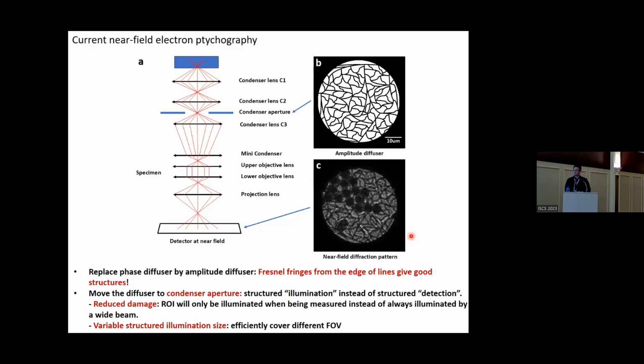Maybe a follow-up question: is the geometry of the amplitude diffuser known, or do you need to estimate it together with the reconstruction? Do you know precisely the geometry of the amplitude diffuser, or do you need to estimate that from the data? We know exactly the diameter of the amplitude diffuser, which is 50 micrometers.